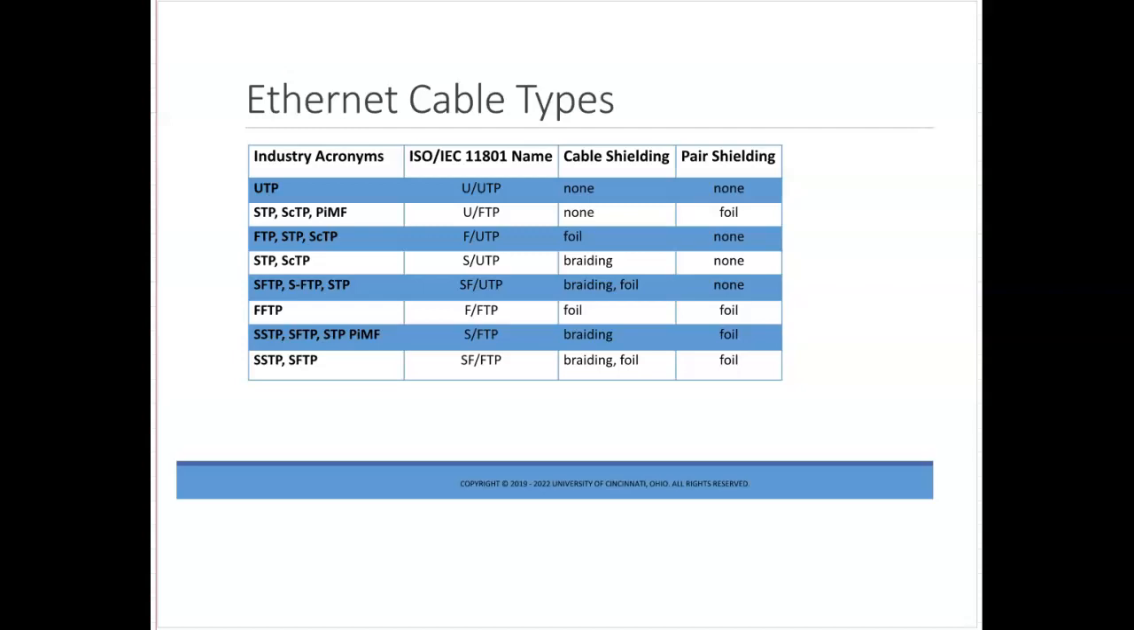A couple of different types of Ethernet cables. UTP is unshielded twisted pair. STP is shielded twisted pair. SCTP stands for screened twisted pair. It's most widely used in Europe. FTP stands for foil screened twisted pair. SUTP stands for braided screen with unscreened twisted pair.